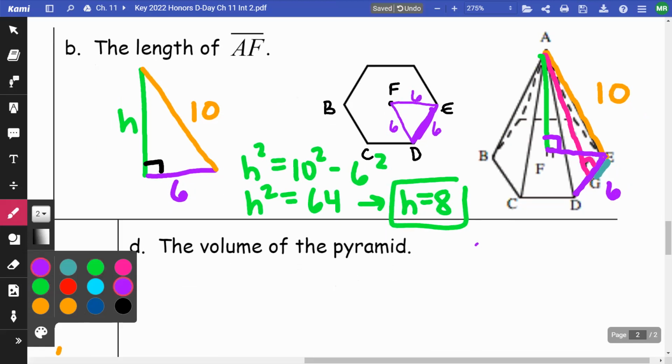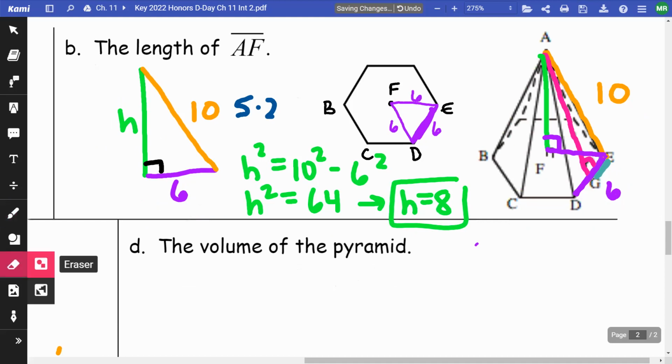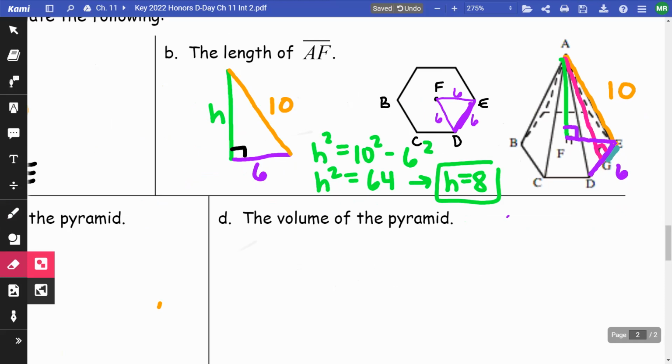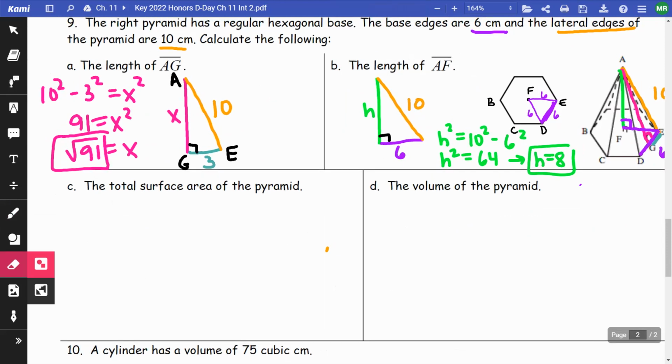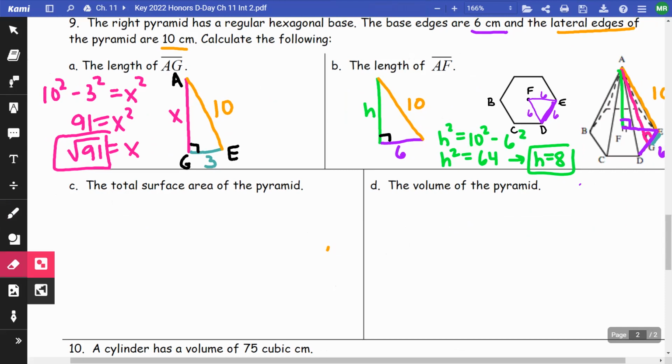Some of us might have recognized this as a 3, 4, 5 right triangle where I'm doubling. So I double that and I get 8. Okay, so I've got that information. So I know the height of my pyramid. I'm going to skip down to D first because in D, I'm going to need to find the base area in both problems. But all I have to do for the pyramid is find the base times the height divided by 3.